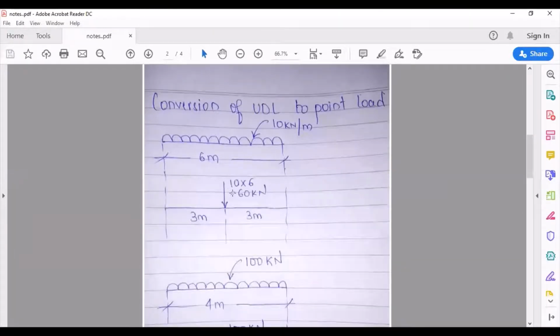So this is how you convert a UDL to a point load, and where will it act? It will act exactly at the center, that is the CG of the rectangle.